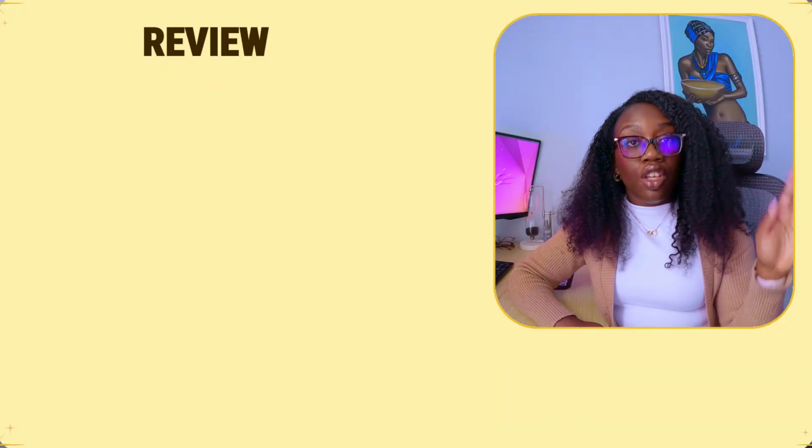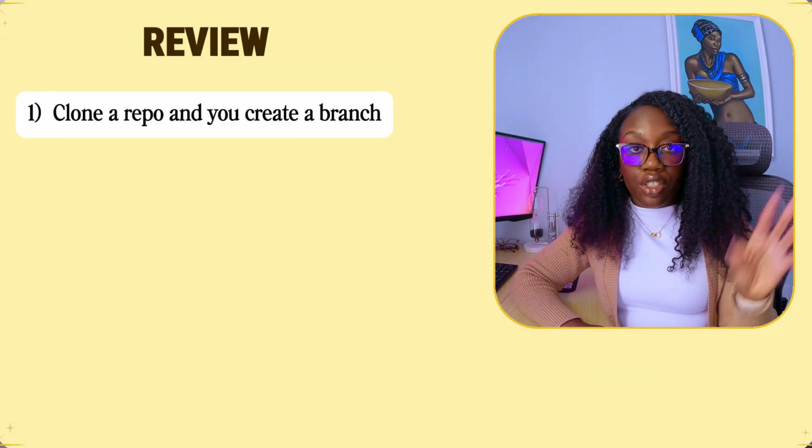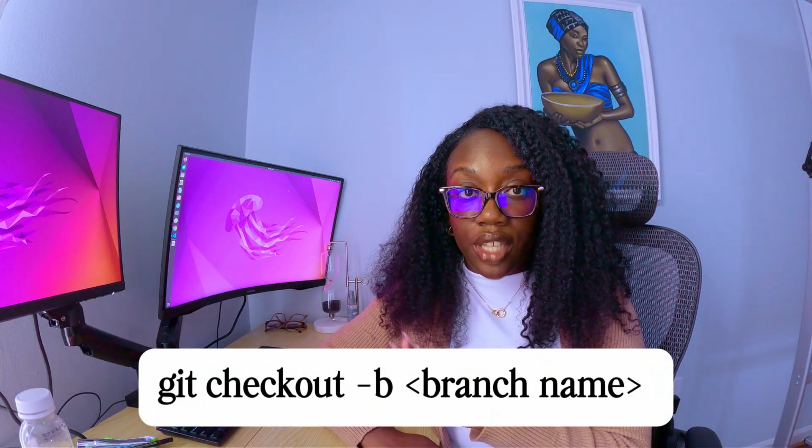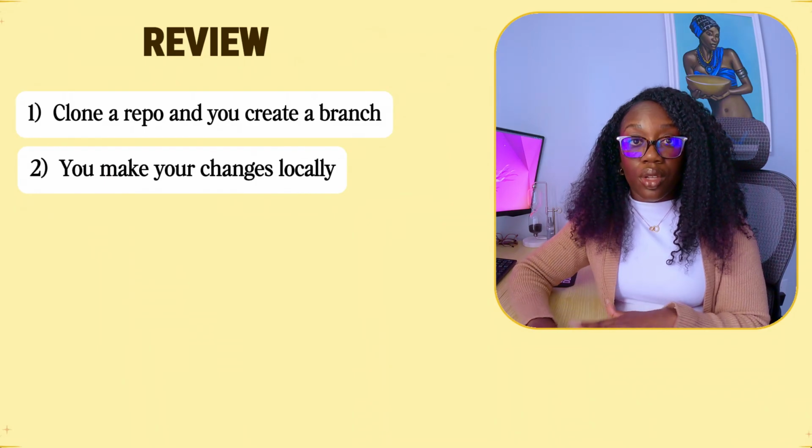So let's review it. You clone a repo and you create a branch. You can create the branch in the GitHub GUI, or in the terminal you can say git checkout -b and the name of the branch that you want it to be called. So we'll say feature/Michelle, whatever. You can either do it in the GUI or in the terminal. You make your changes locally. Whether you're fixing a bug, adding a new feature, or just experimenting and adding an idea, you add the files, you delete the files, you do whatever your changes are going to be doing.